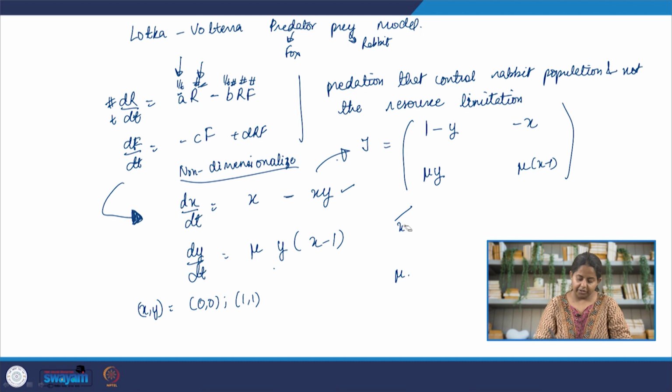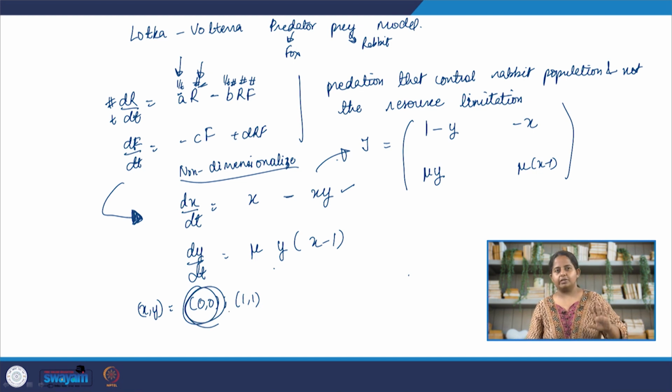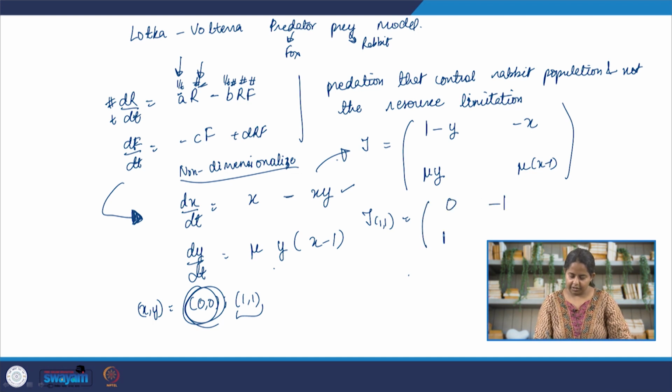I'm not going to focus very much on the x, y equal to 0, 0 fixed point. The simple reason is this is a fixed point with no foxes, no rabbits, which is not of interest to me. I'm interested in an ecosystem where rabbits and foxes are both present. So to save time, let's just look at 1, 1. If you remember, to understand the characteristic equation at this particular fixed point, we put the values in the Jacobian. So what we get is 0, minus 1, mu, 0. Here trace is 0 and delta is positive. We are dealing with the center, right?